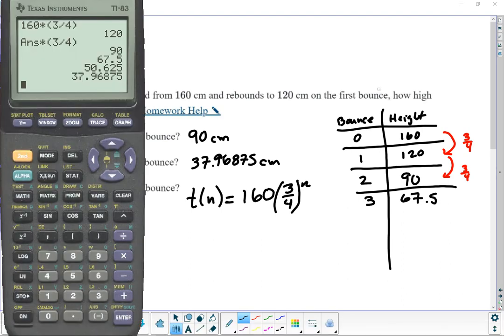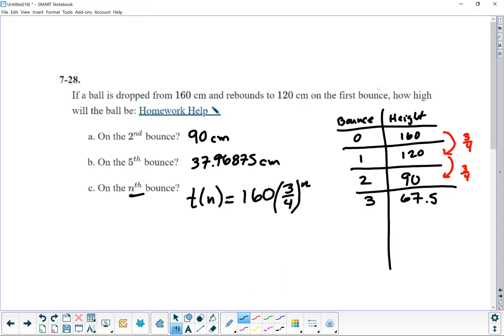So let's see if this works. It's 160 times 3 divided by 4, to the power of, and if we want 2 bounces, we just put 2, and that should get us 90 right here. See that? And if we want to know 5, then we just change that 2 to 5, and that should give 37.96875. See that? Okay.